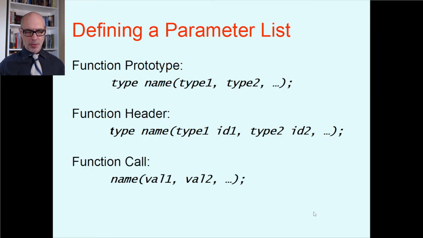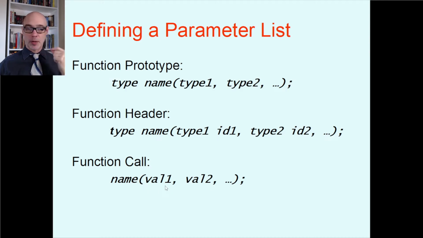And then when you actually call it, again, you don't need the return type because at this point the compiler has seen the prototype, it knows that already. You just name the function. And again, you don't need to put the types in the parentheses because at this point the compiler already knows that too. So here you just put down values separated by commas. So you could put down a variable here.